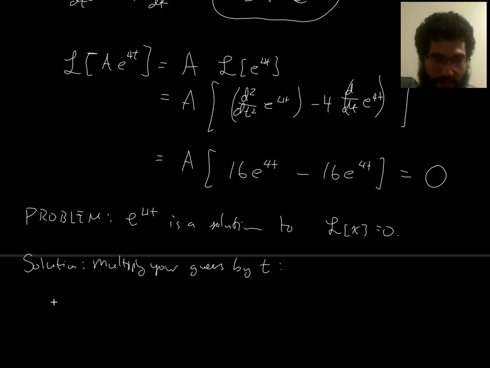So now let's try guessing, instead of e to the 4t, how about t e to the 4t? And then let's see if we can multiply by an A to get the thing that we want. So then we have A L t e to the 4t.